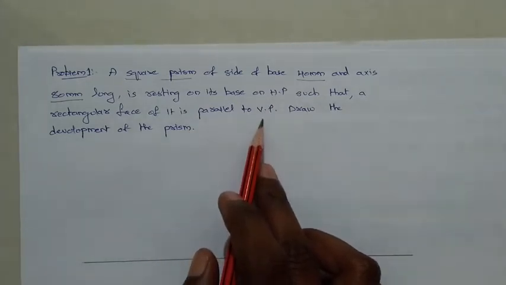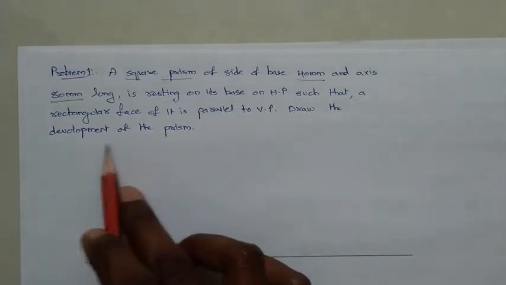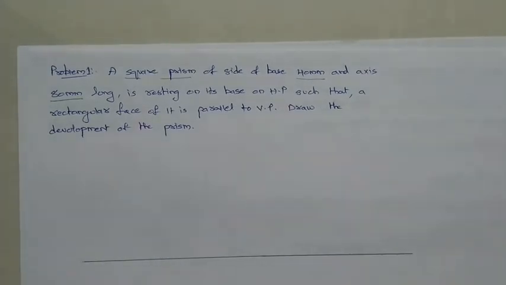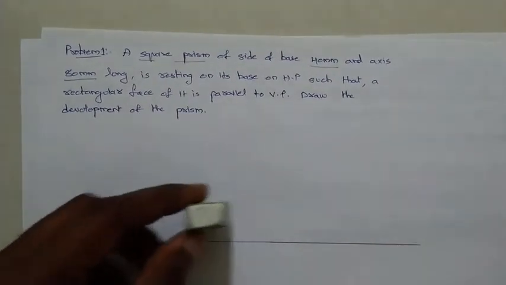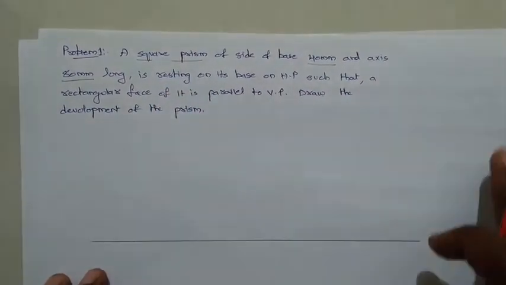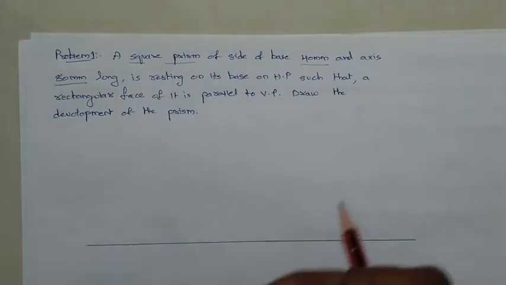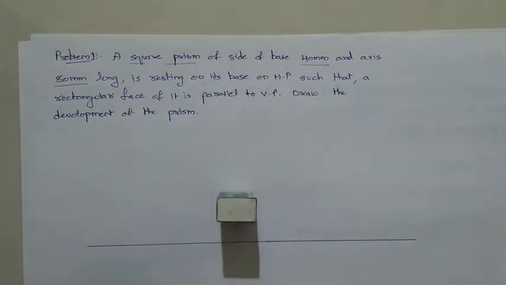VP. So for a square prism, how many rectangular faces do we have? We'll have 4 rectangular faces. Out of 4, 1 rectangular face is parallel to VP. So draw the development of the prism. Let us assume this is a square prism, and assume this plane of paper is the horizontal plane, right? It is resting on HP.